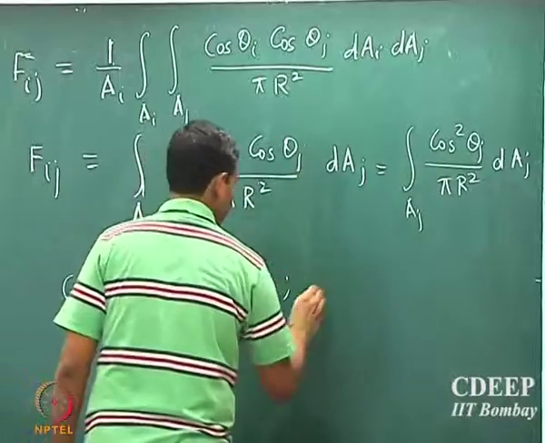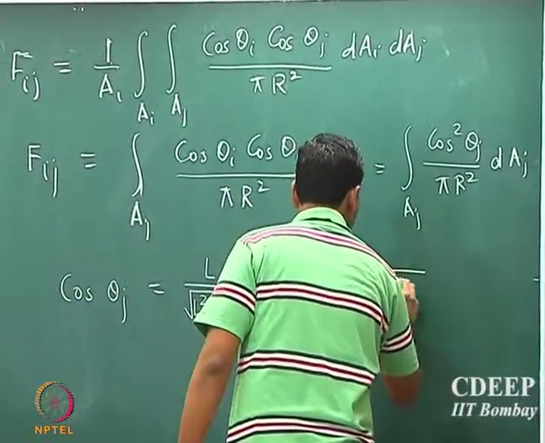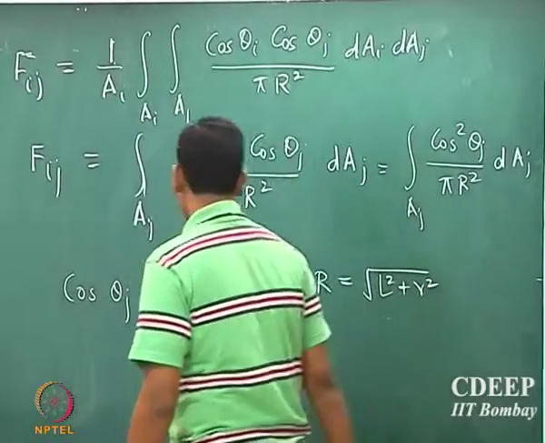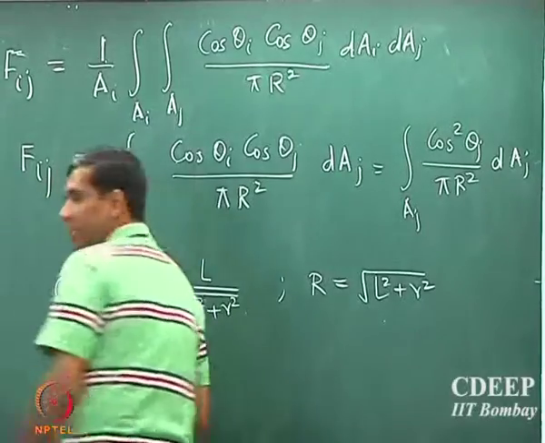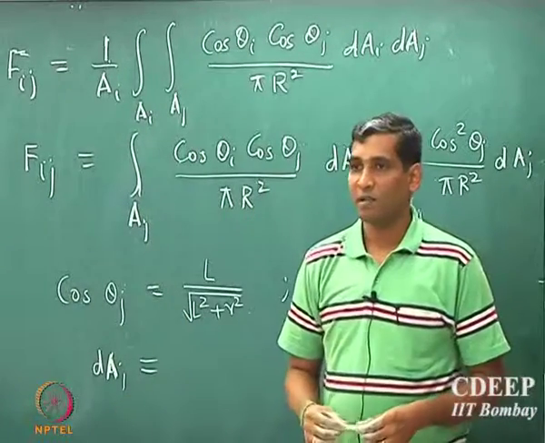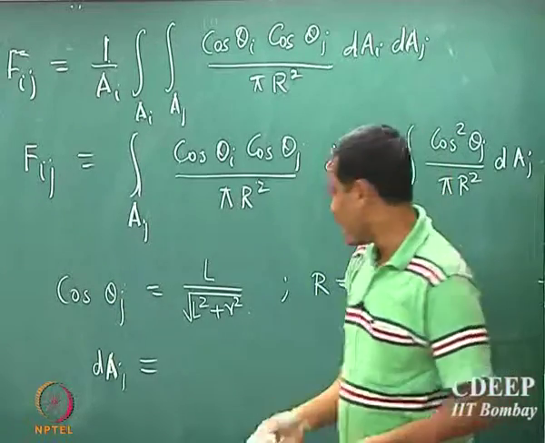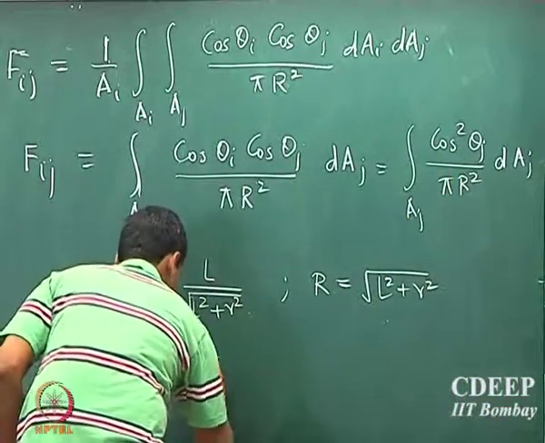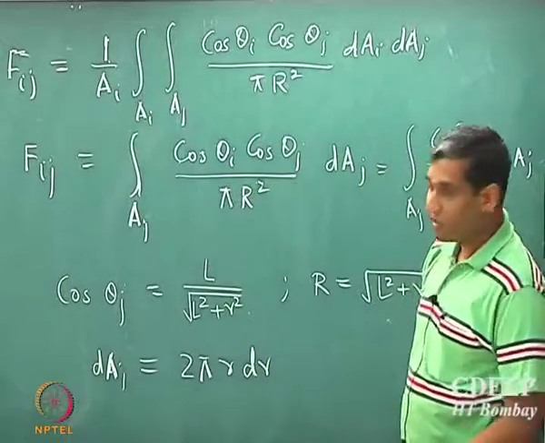And r is square root of L square plus R square. What is dAj? dAj is 2 pi r dr. So we plug in all these in the integral.